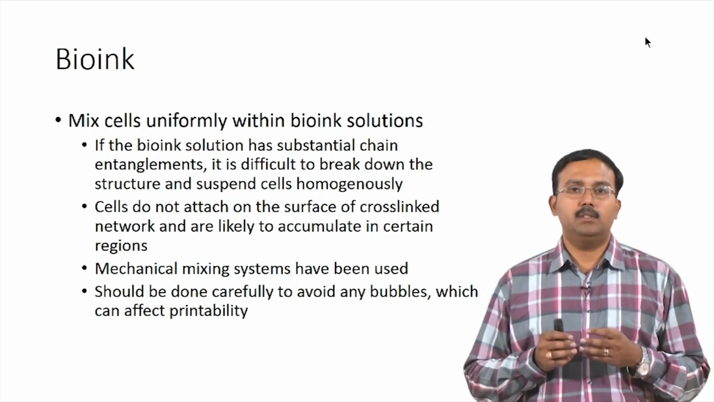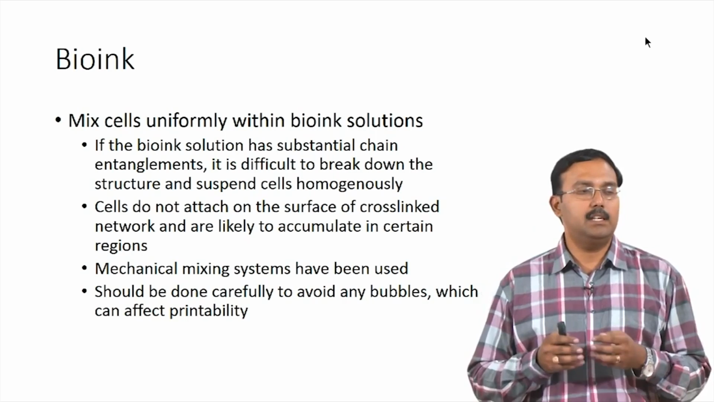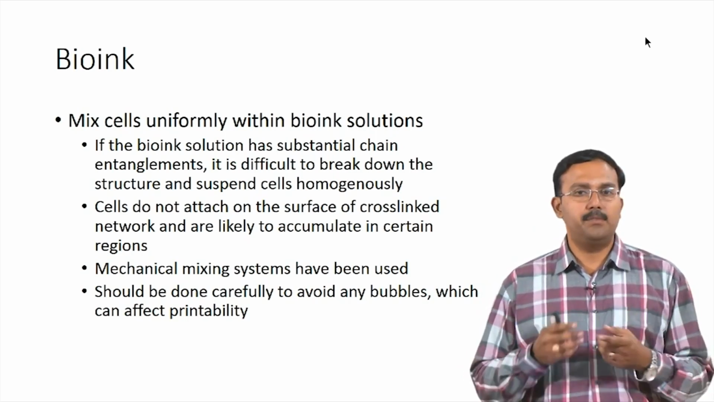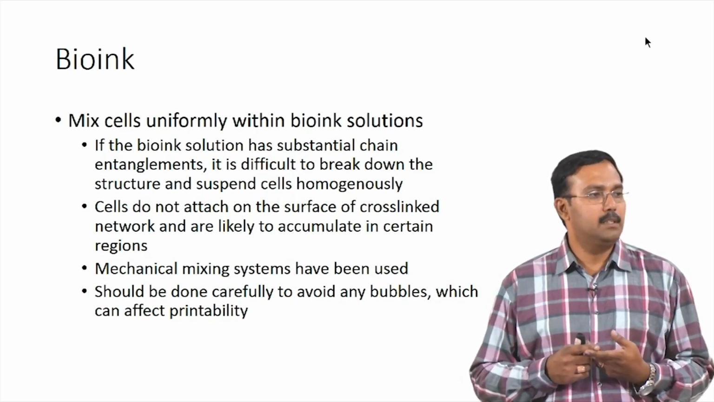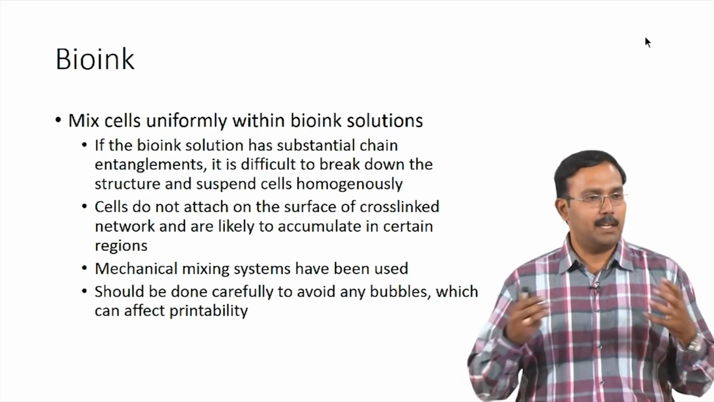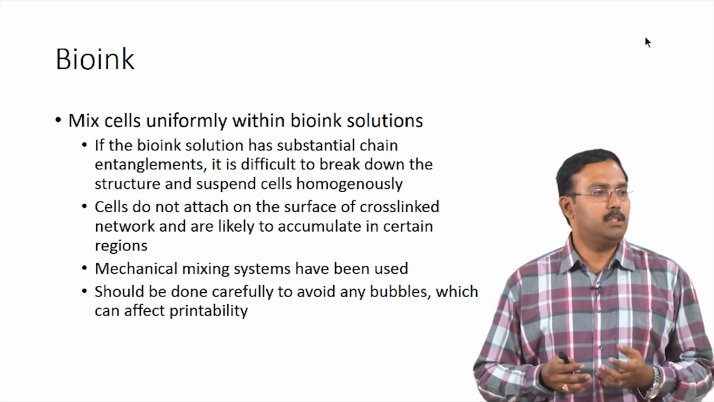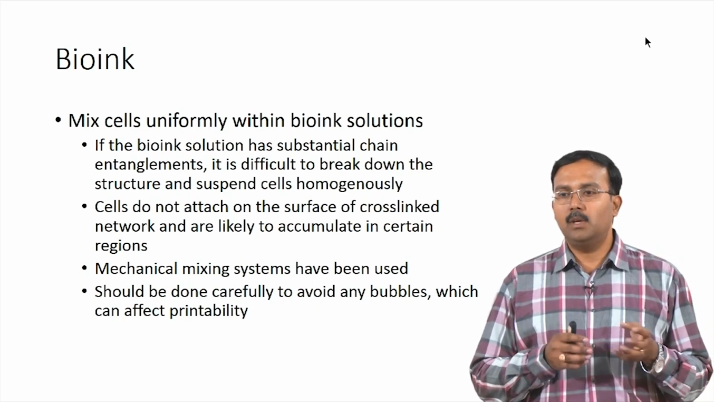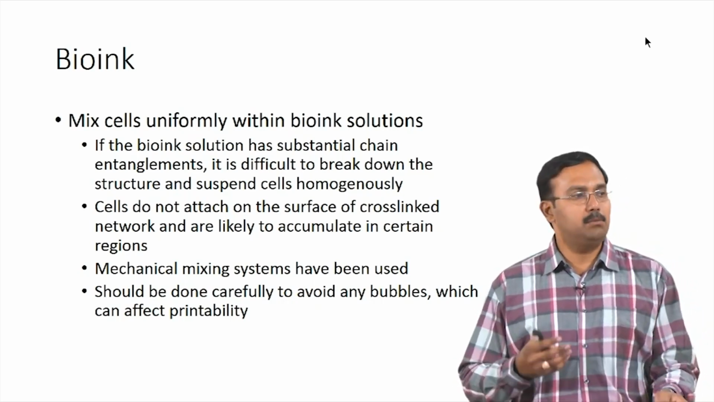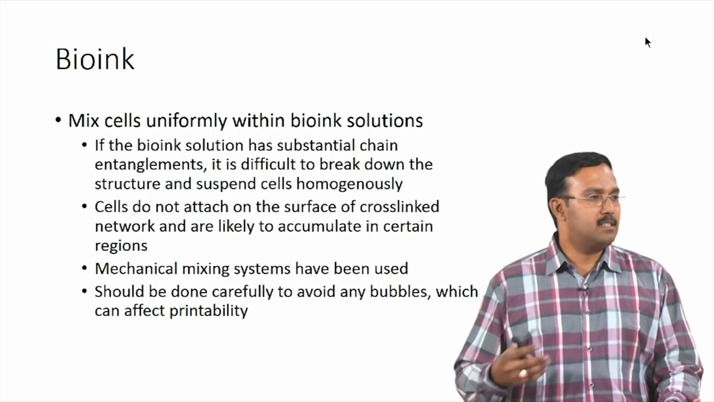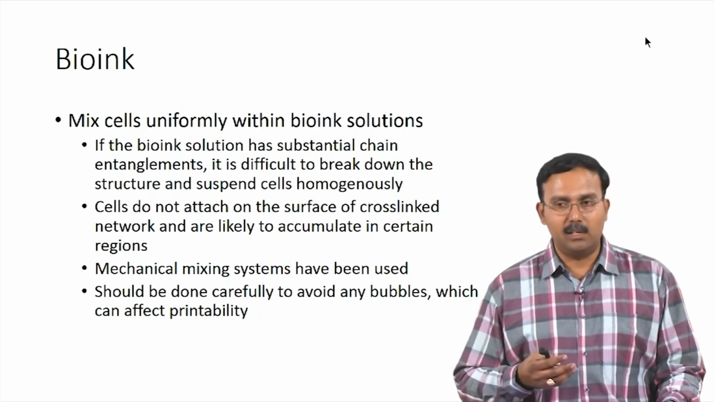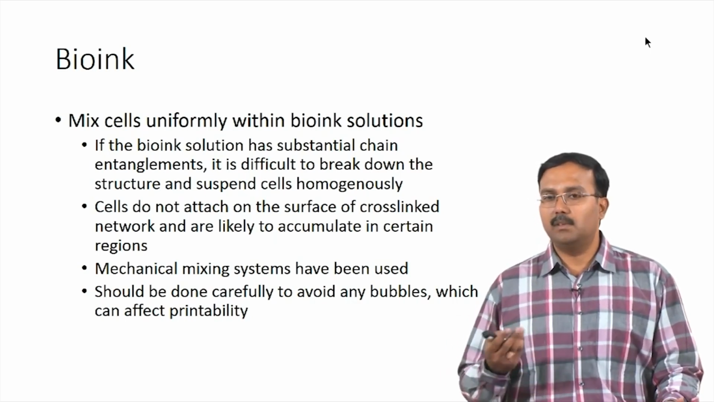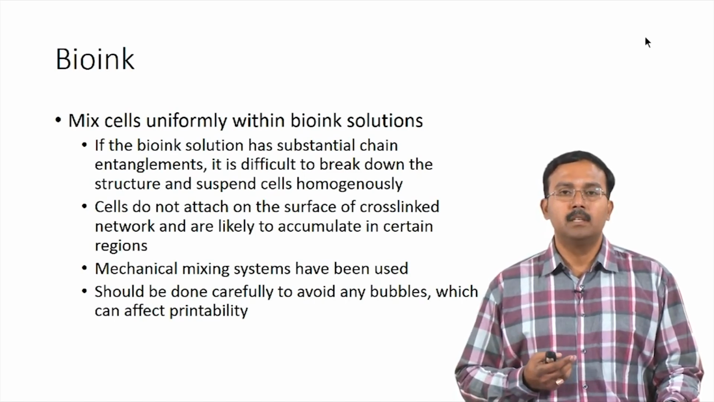Cells do not attach on the surface of the cross-linked network and are likely to accumulate in certain regions. So, it will not be dispersed if you have too much cross-linking. For getting uniform distribution, people have even tried mechanical mixing systems. While you are mixing using mechanical mixing systems, you need to make sure that the shear stress which the cells encounter is lower, because the cells are shear sensitive and you wouldn't want to just keep rotating them in a flask for a long time.